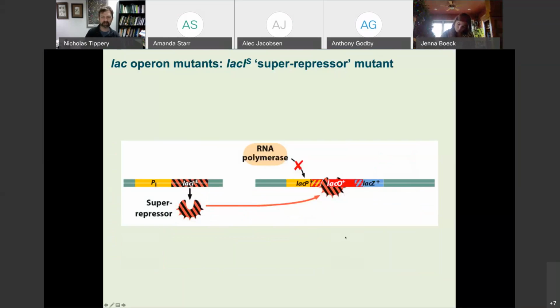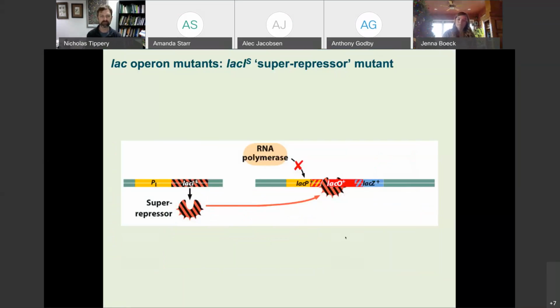Another mutation of the Lac-I gene, this one's called super repressor. So it's called Lac-I superscript S. If you're concerned, I'm not going to have you memorize any of the gene names or the allele names. I'll tell you what kind of mutation it is if you get this on an exam question.